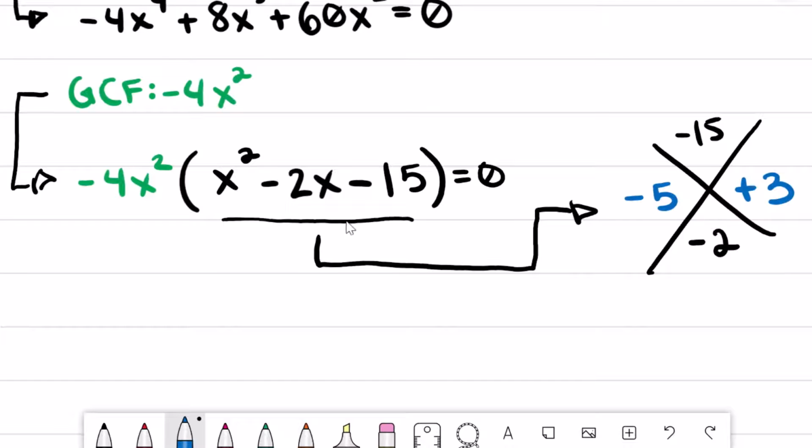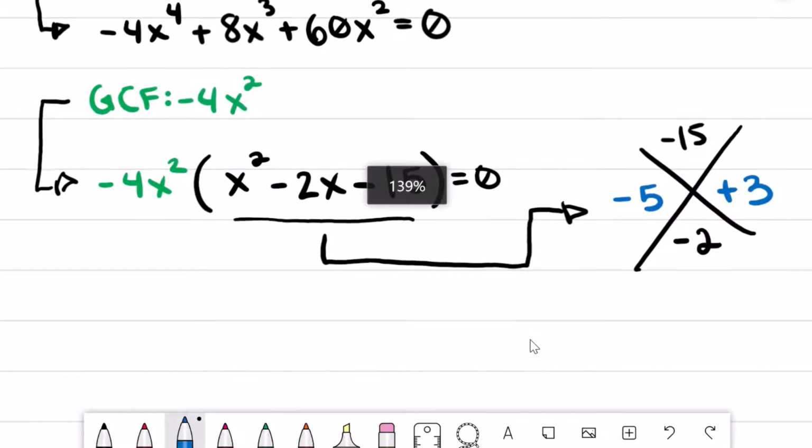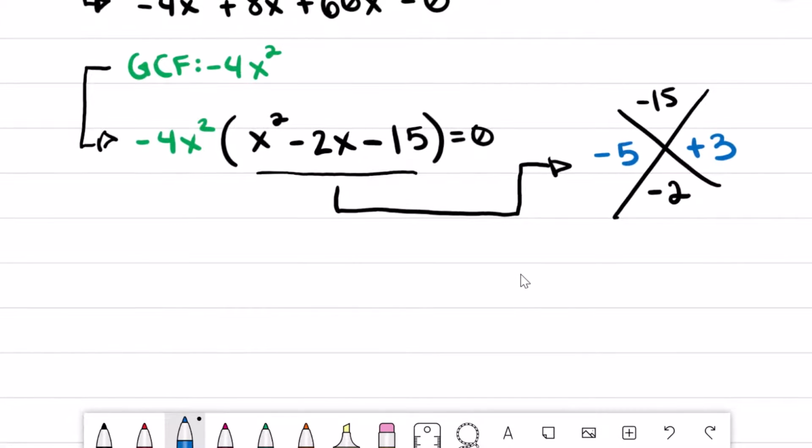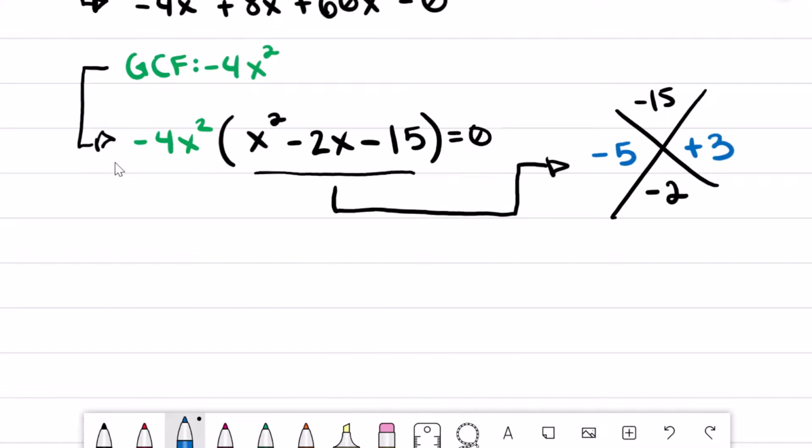I can now rewrite what's inside my parentheses in factored form. And just one quick reminder, as you're progressing through this problem, don't forget your GCFs. So I'm going to bring down my -4x to the second. That's my original GCF.